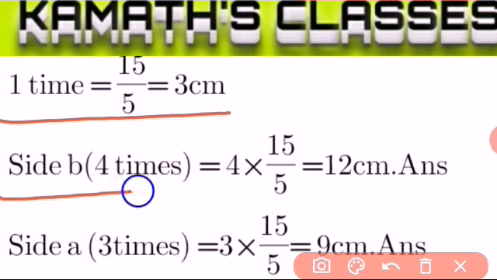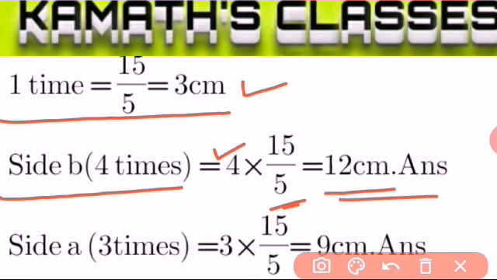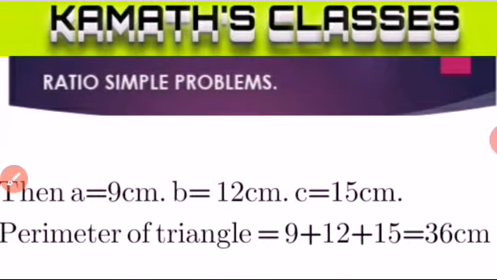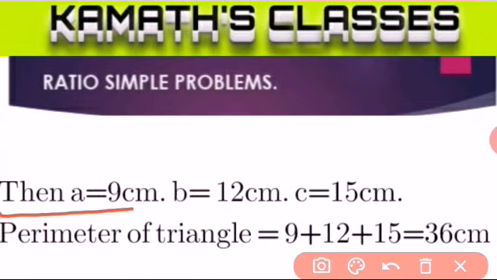For side B, 4 times, 3 into 4. You need not write this, but here 3 centimeters is 1 time, so 4 times means 12 centimeters. This is the first answer. And 3 times means 3 into 3, that is 9 centimeters. So A equals 9 centimeters, B equals 12 centimeters, and C equals 15 centimeters.